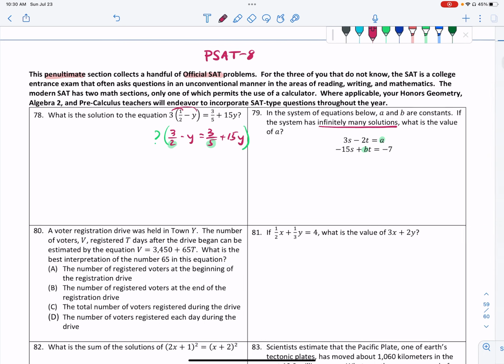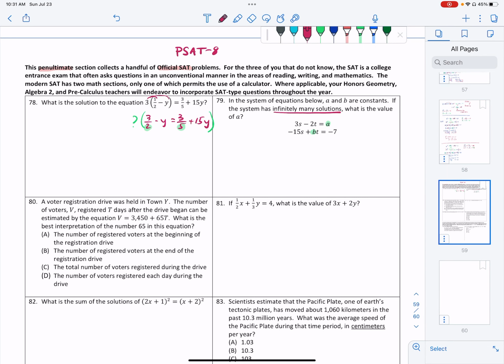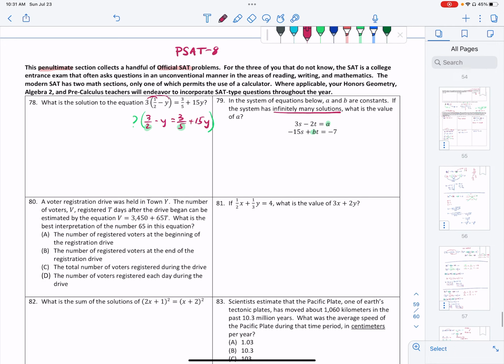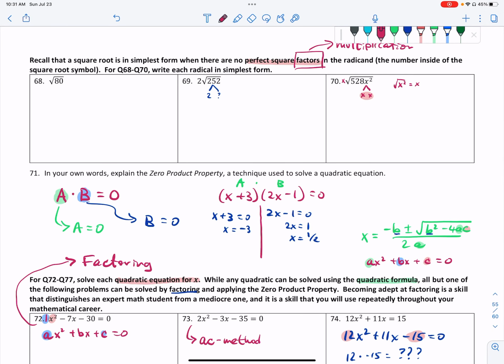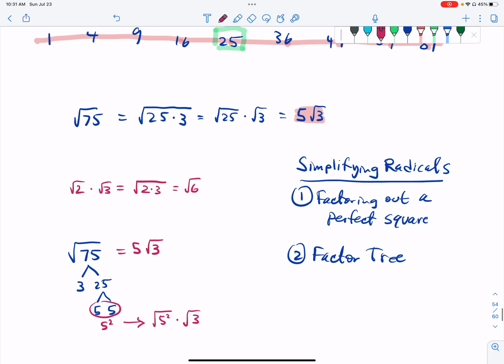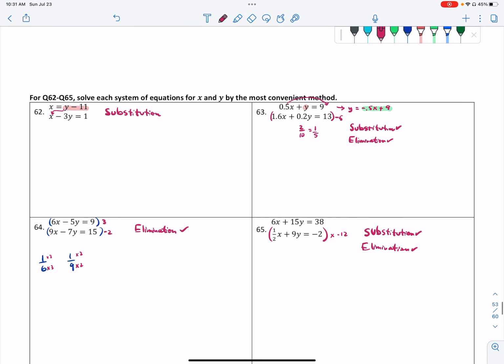So there's one thing that I left out of the discussion about systems of equations, and that is infinitely many solutions. And I did it on purpose because we needed to talk about it right here on 79. So I'm going to go back to the systems of equations. And remember our systems of equations, well, that's quadratics. Where are systems? Right here.